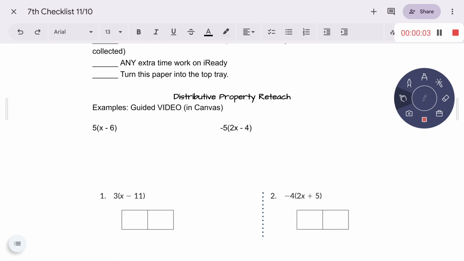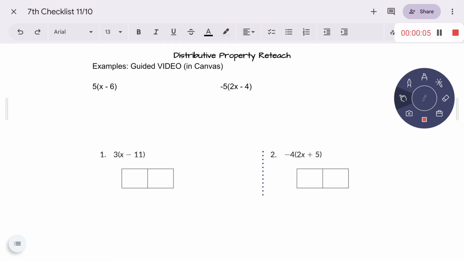Guys, we are working on the distributive property reteach. Officially, these are two separate grades, so let's make sure we're doing this. So the first one here, I'm going to go over the examples and you'll do these by yourself.